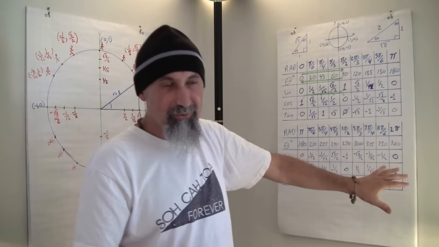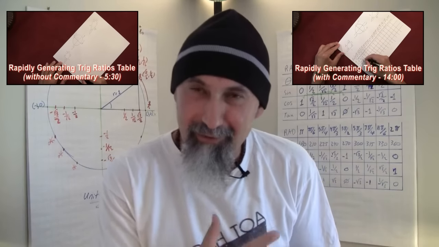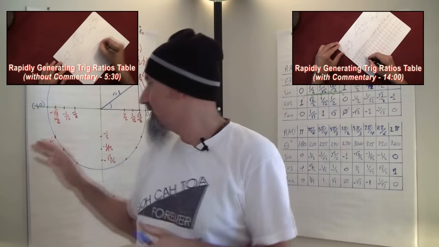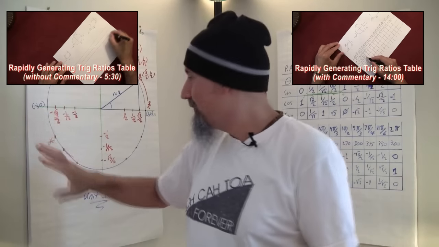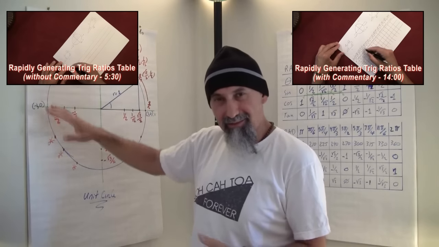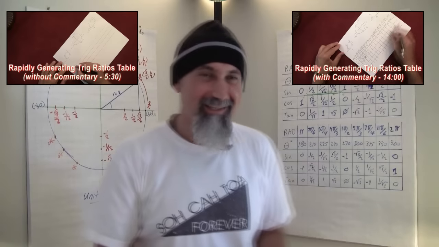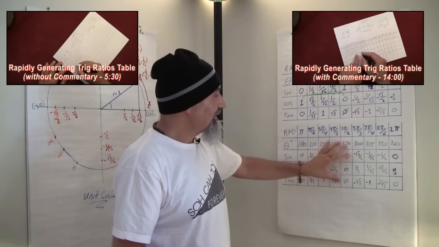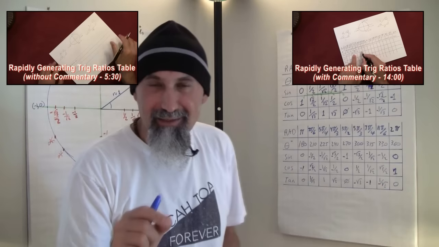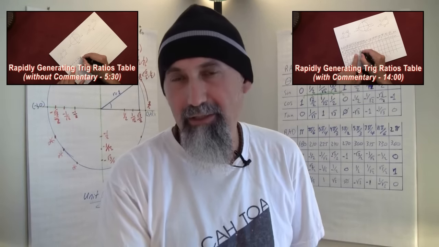In the next video, we're going to generate this table with commentary, but go through it much faster, right? I'm not going to explain all this stuff. I'm going to assume we know what these numbers mean now, right? So you basically, your coordinate system as you move around the circle, right? And then the next video after that is going to be us generating the table without any commentary, as if you would on a test, right?